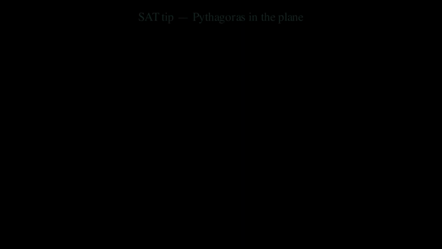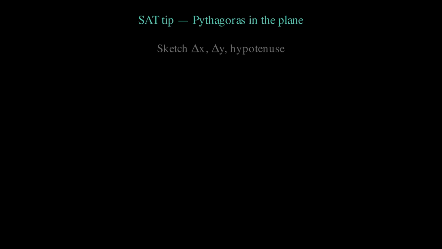SAT tip, distance is the Pythagorean theorem on the coordinate plane. If you can sketch the right triangle, you rarely mislabel delta x and delta y. Grid paper in your head helps. Sketch the right triangle before you trust a computed distance.